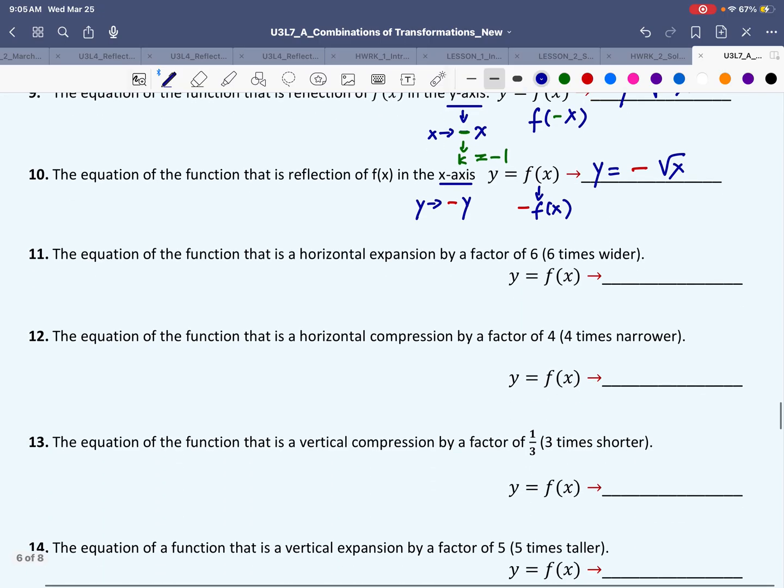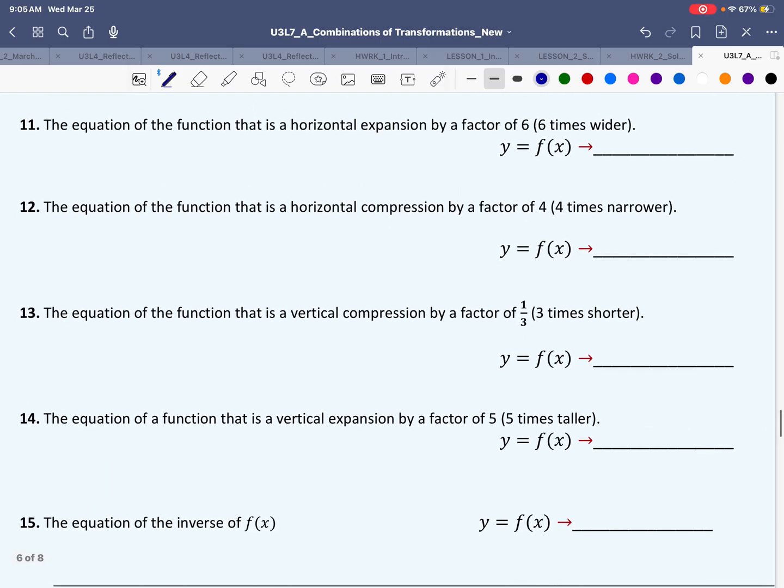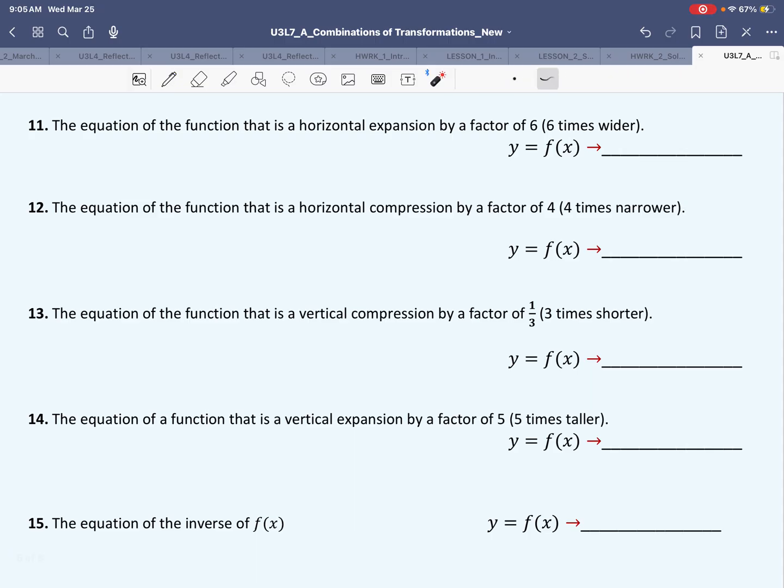Now, the equation of a function that is a horizontal expansion by a factor of 6. We talked about this in class. We can call it horizontal expansion by a factor of 6, 6 times wider, or horizontal expansion by 1/6, meaning that the values of x are getting 1/6 of what they should be. So in this case, a horizontal expansion by a factor of 6 means that the k value is 1/6. So the function now will become f of 1/6 x.